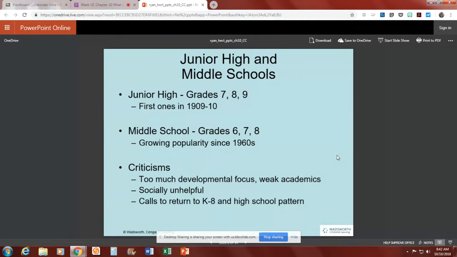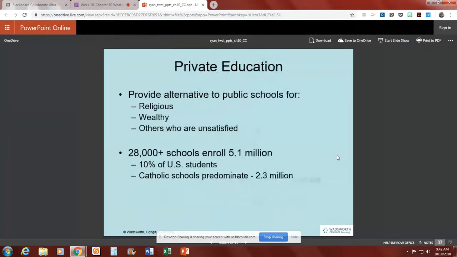So some criticisms when we think about breaking it down to junior high, middle schools. Sometimes some critics will say that there's too much developmental focus and weak academics, that it could be socially unhelpful to divide. And there are definitely some aspects to that call to return to a K-8 and then a 9-12. But of course, there are critics for that as well.